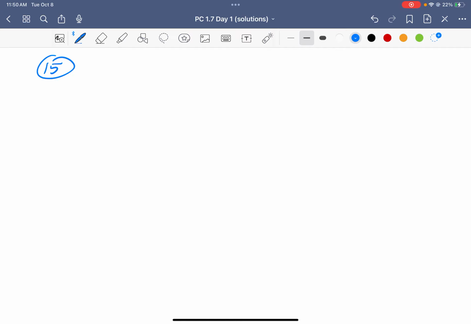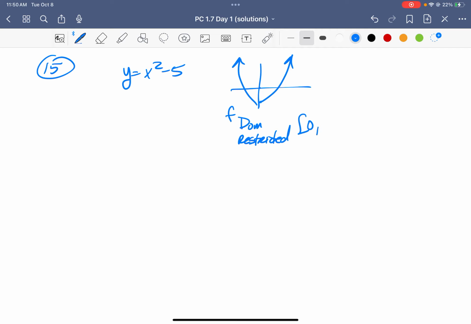So if that's 14, then I need 15. So 15 is y is equal to x squared minus 5. And so first thing I'm going to do is I know that that is just x squared that got shifted down. So if I want to restrict my domain, my new restricted domain is going to be from 0 to infinity, including 0. So it's going to be this guy that goes like this.